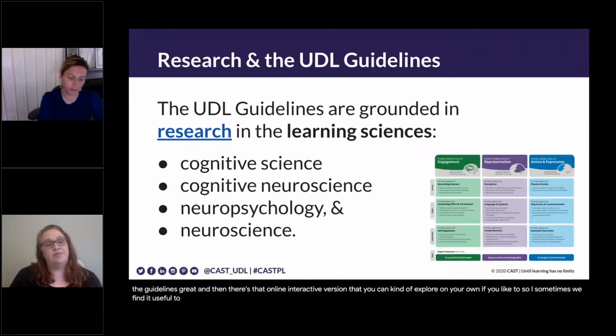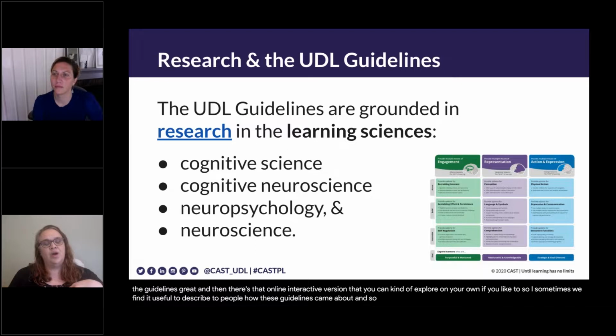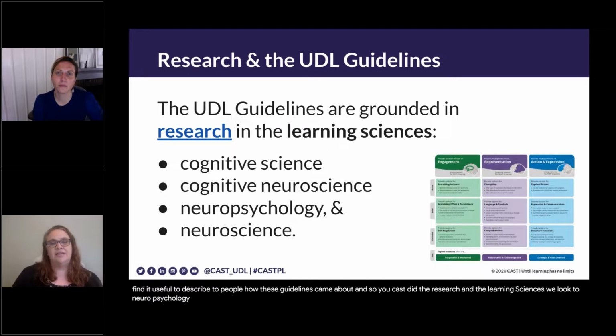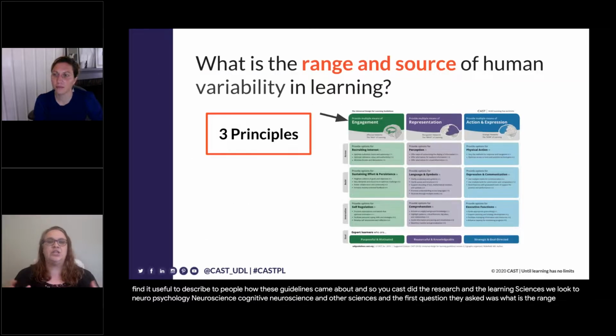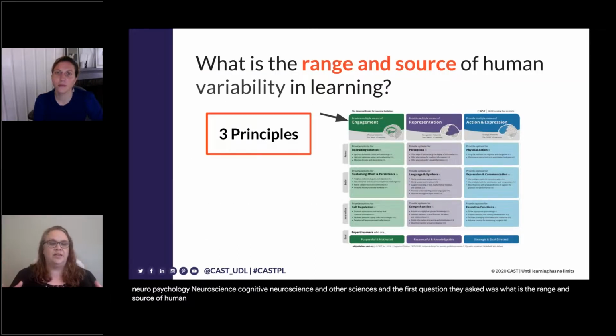Sometimes we find it useful to describe to people how these guidelines came about. CAST did the research in the learning sciences. We looked to neuropsychology, neuroscience, cognitive neuroscience, and other sciences. And the first question they asked was, what is the range and source of human variability in learning? So how big is this human variability?